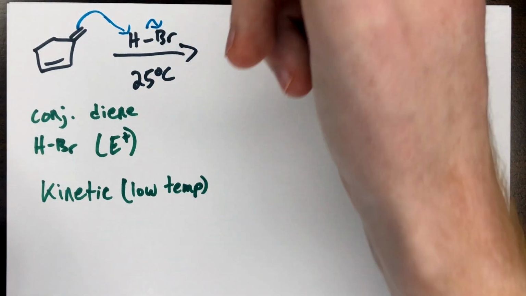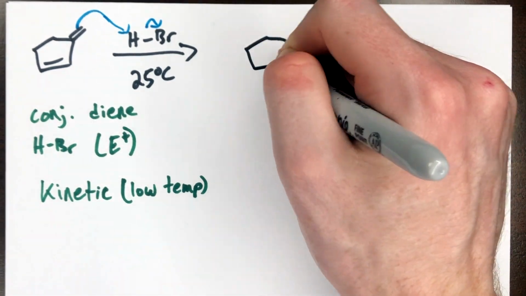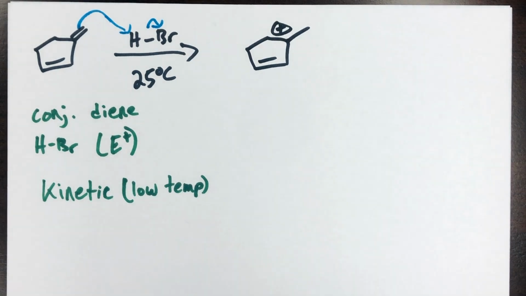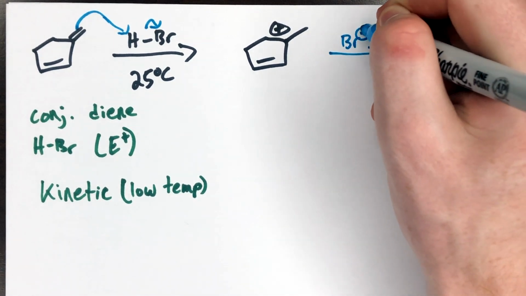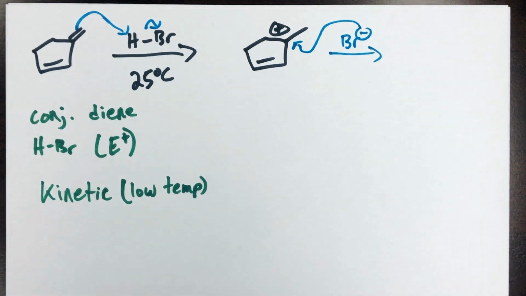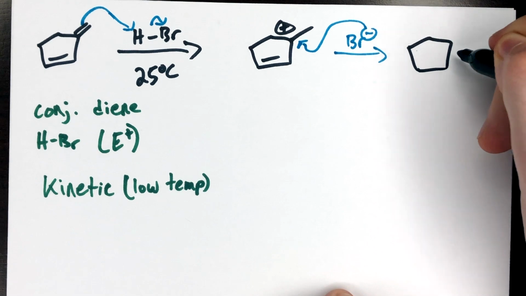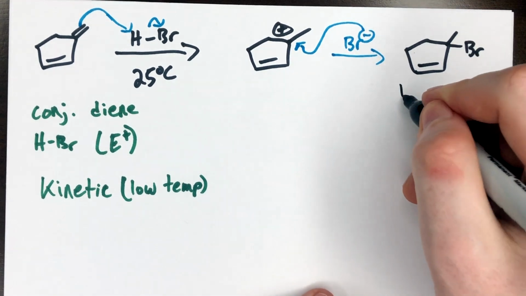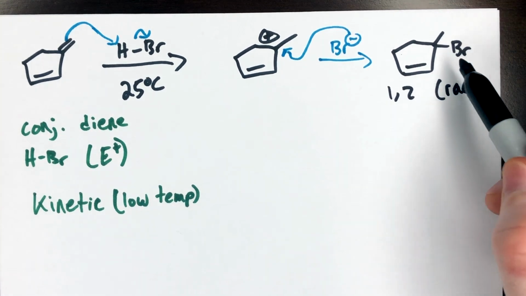So this attacks like so, and that gives us one of the possibilities. Again, the carbocation has to go here because that is a far more stable position compared to the primary. And then the bromine now will attack the tertiary carbocation, and this will give us the product. This is one of the kinetic products. There's two. Now, this is the point I didn't make just to avoid clutter. So this is the 1,2 product, but this is also a racemic mixture because this position is now chiral.